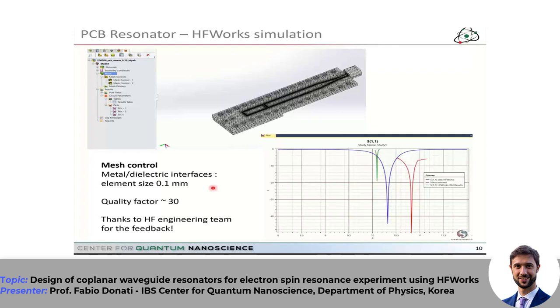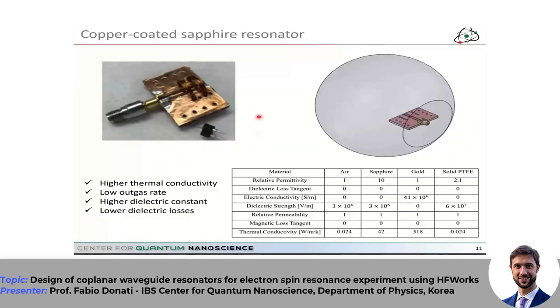So instead of using this PCB resonator, we actually moved to another kind of resonator, which is sapphire-based and copper-coated. We wanted to use sapphire because of essentially two reasons. As you have seen from my specification of the machine, we tend to operate at low temperature. So the PCB board is normally a very poor thermal conductor, whereas sapphire at low temperature is quite a good thermal conductor.